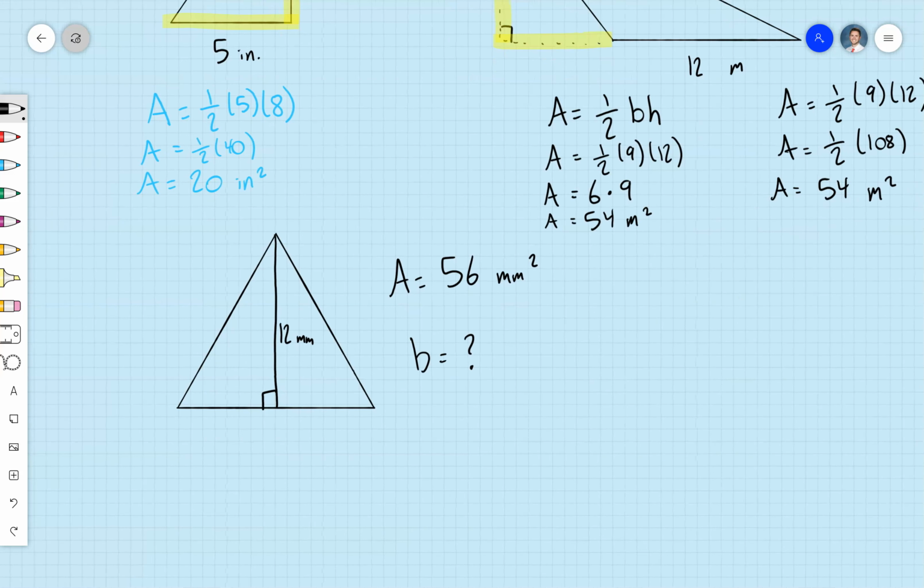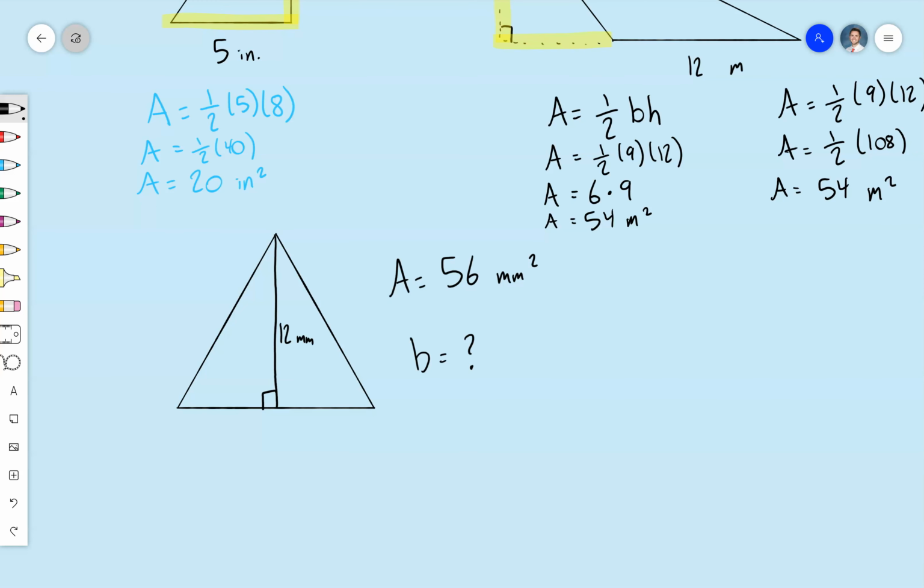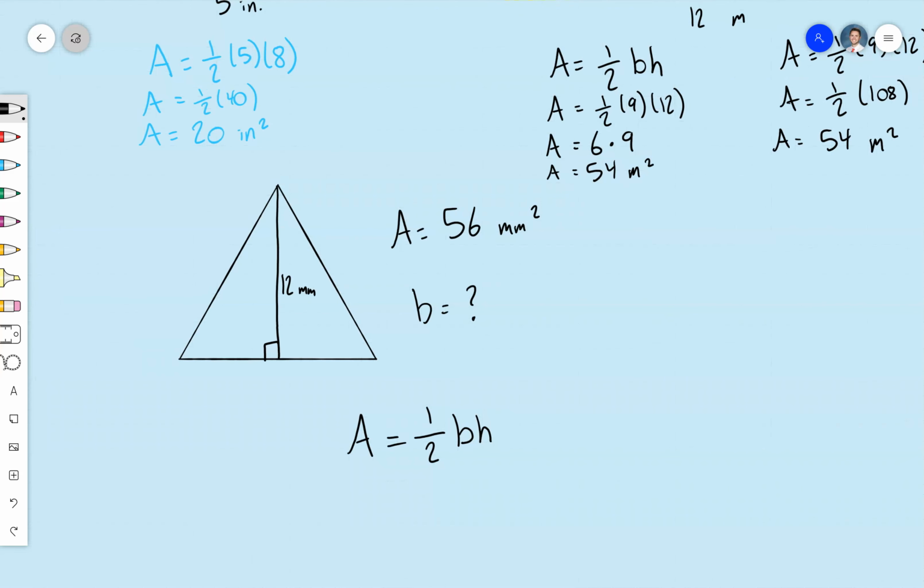Now let's look at finding a missing side or a missing dimension. So this time we're given the area and we're given the height. You can see our height is 12 millimeters, and we want to find the base. So again, we'll use our area formula. The area is equal to 1/2 of the base times the height. So this time we'll substitute the values that we're given. We're given our area, which is 56 square millimeters, and our height, which is 12. So we have 56 = 1/2 times b times 12.